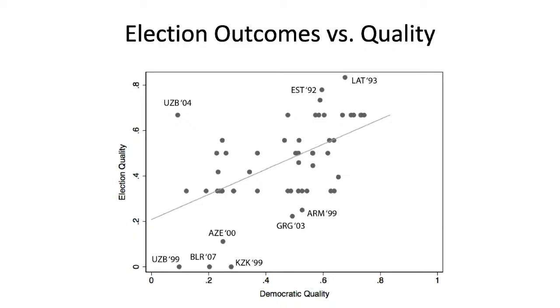So I took two measures. One is a measure of democratic quality as measured by one of the indices. Another is a measure of election quality, which measures once an election takes place, how good an election it is on a scale of 0 to 1. If we thought that having elections meant you had a democracy, we would expect to see a positive linear relationship like in the line. Instead, we see that it's kind of all over the place.